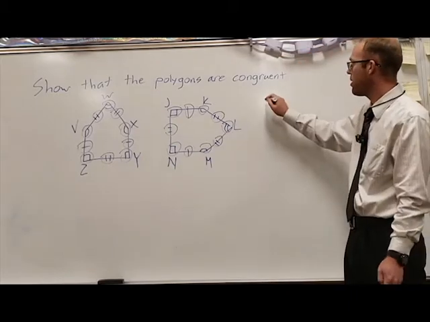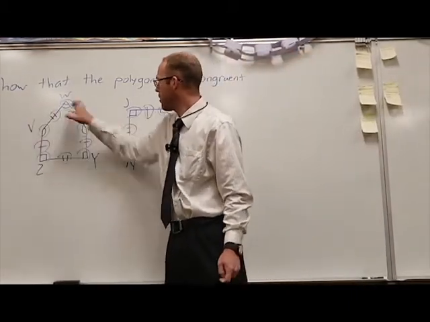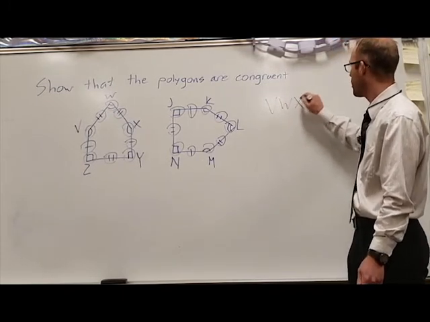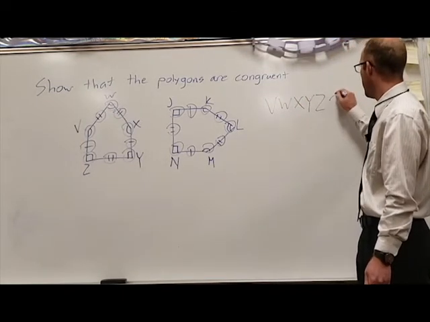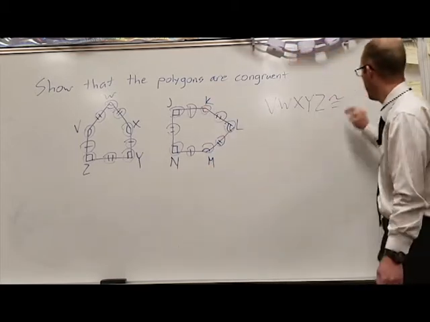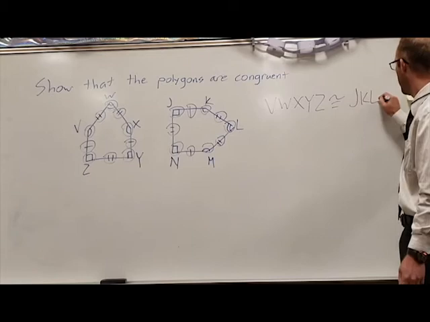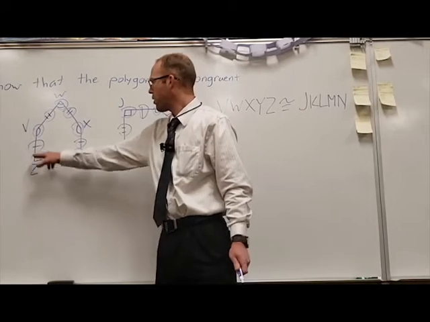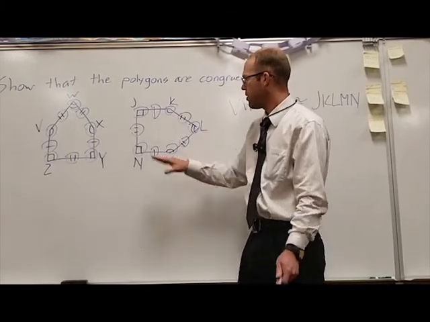We'll write our statement. Say this is VWXYZ. So VWXYZ is congruent to JKLMN. Make sure that you follow the order of the congruent parts the same way that you did throughout the shape.